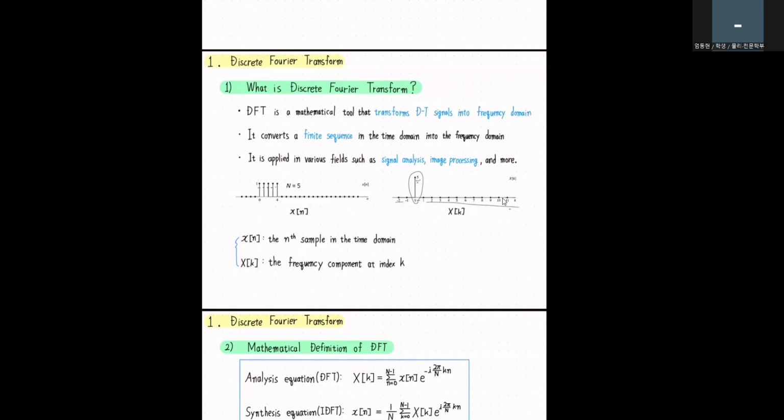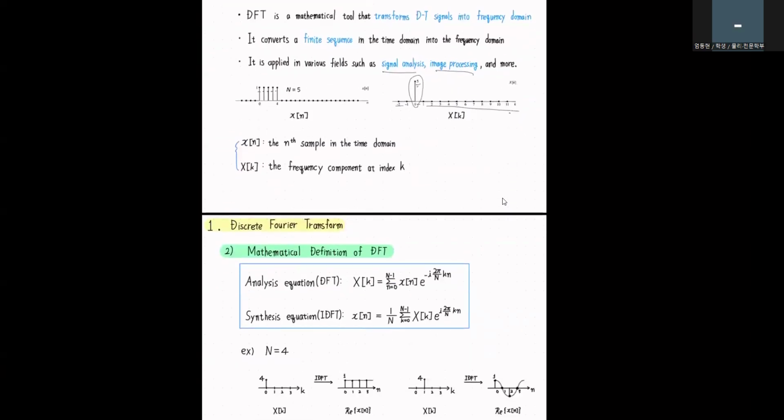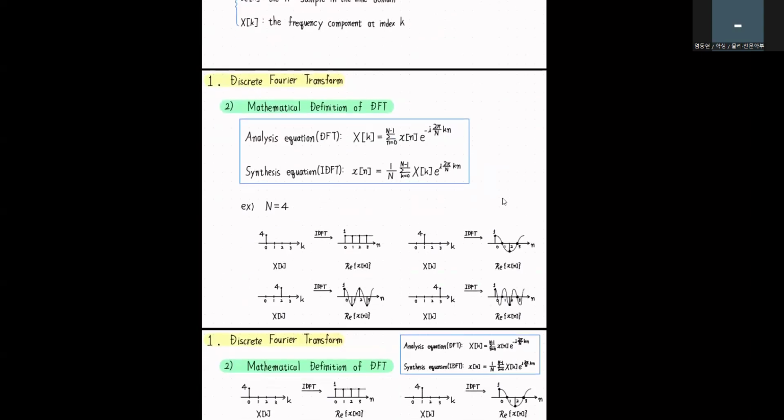So the discrete Fourier transform basically tells us the different frequencies of the signals that make up the entire signal. And it is a fundamental routine in many algorithms that are used in various fields, such as signal analysis and image processing. So the mathematical definition of a discrete Fourier transform is as follows.